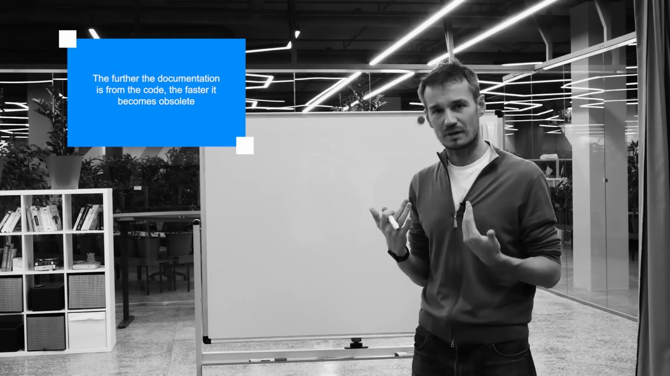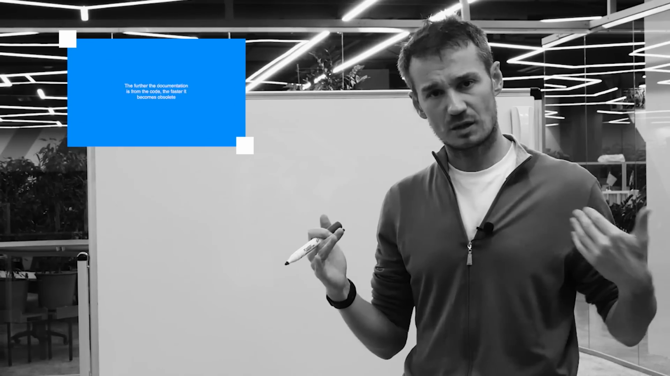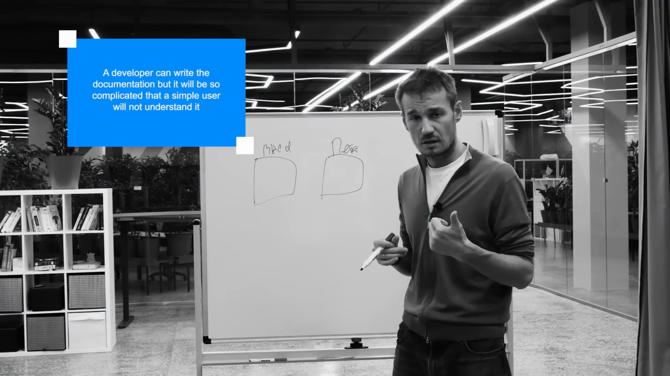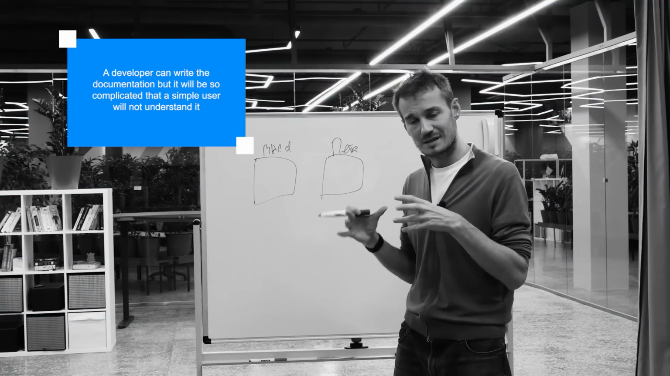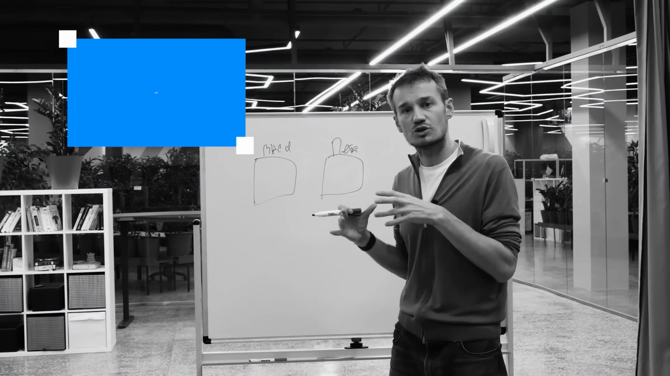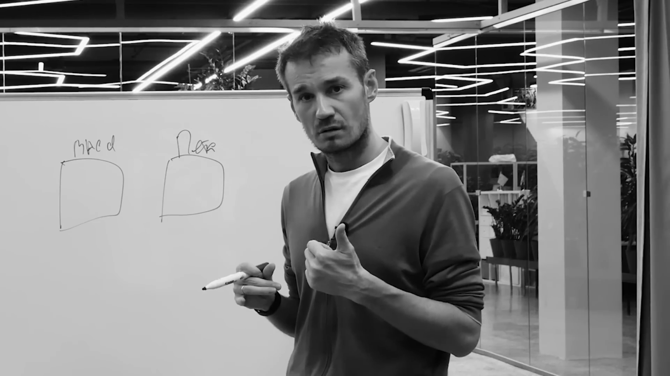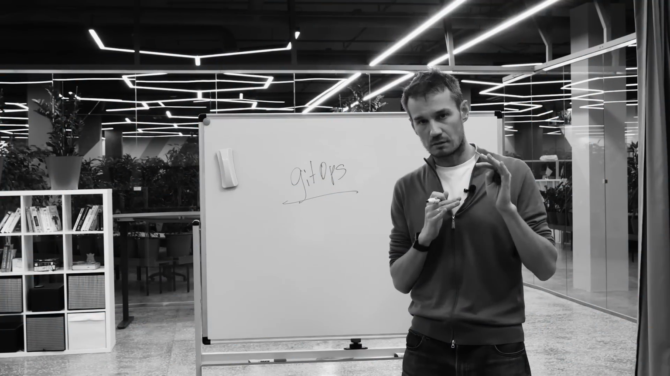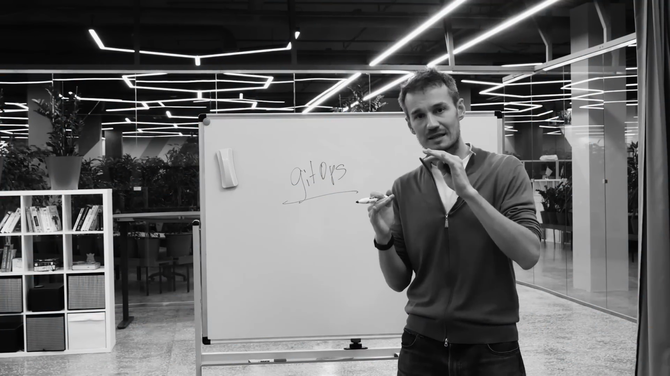What's the problem with technical documentation? The further away it is from the code, the faster it becomes obsolete. A developer or a manager from the development team can write this documentation, but it will be very complicated. Peter from tech support will simply not understand it. In Git, we only have the source code and only God knows how it all works.